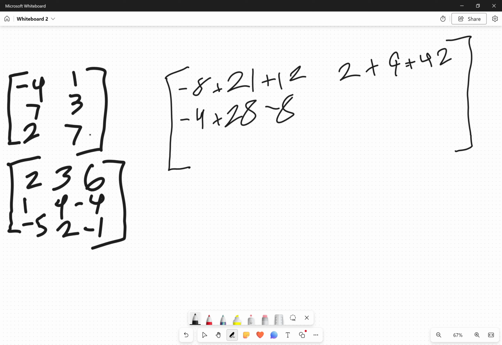And then same thing on this second column. I'm going to start speeding it up a little bit. 1 times 1 is 1. 4 times 3 is 12. And -4 times 7 is -28.